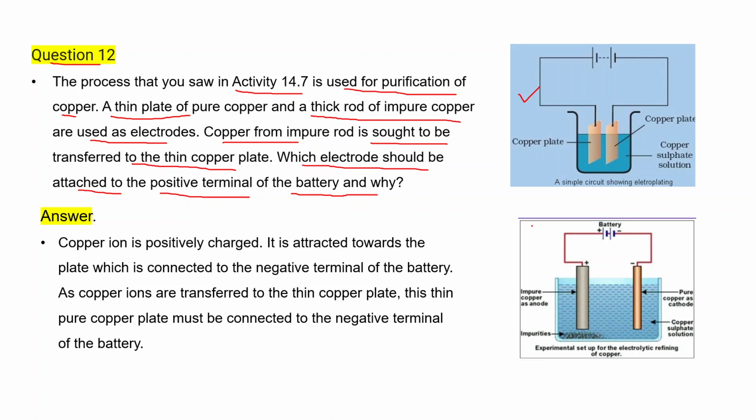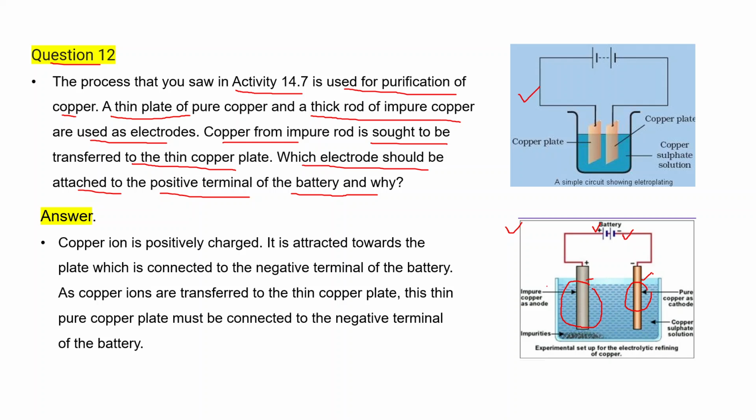Now just see. This diagram represents the electrolytic refining of copper, or simply we can say purification of copper. Now in this case, this is the rod of impure copper. This is attached with the positive terminal of the battery, and this thin pure plate of copper is attached with the negative terminal of the battery. When the circuit is completed, what happens? Actually, copper from this impure copper rod goes into the solution as copper ions, and these copper ions deposit on this negative electrode as copper metal.